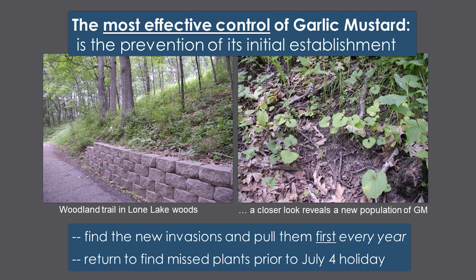So the most effective control of garlic mustard is the prevention of its initial establishment. Well, you don't have a choice about that. You've already got it. But in July, when the seed pods start to open, if we have rain or a lot of humid days in the summer, really high humidity, the seeds will stick more to the fur of animals. So if animals like deer and raccoons are going through the woods, those seeds will stick and they'll go someplace else.